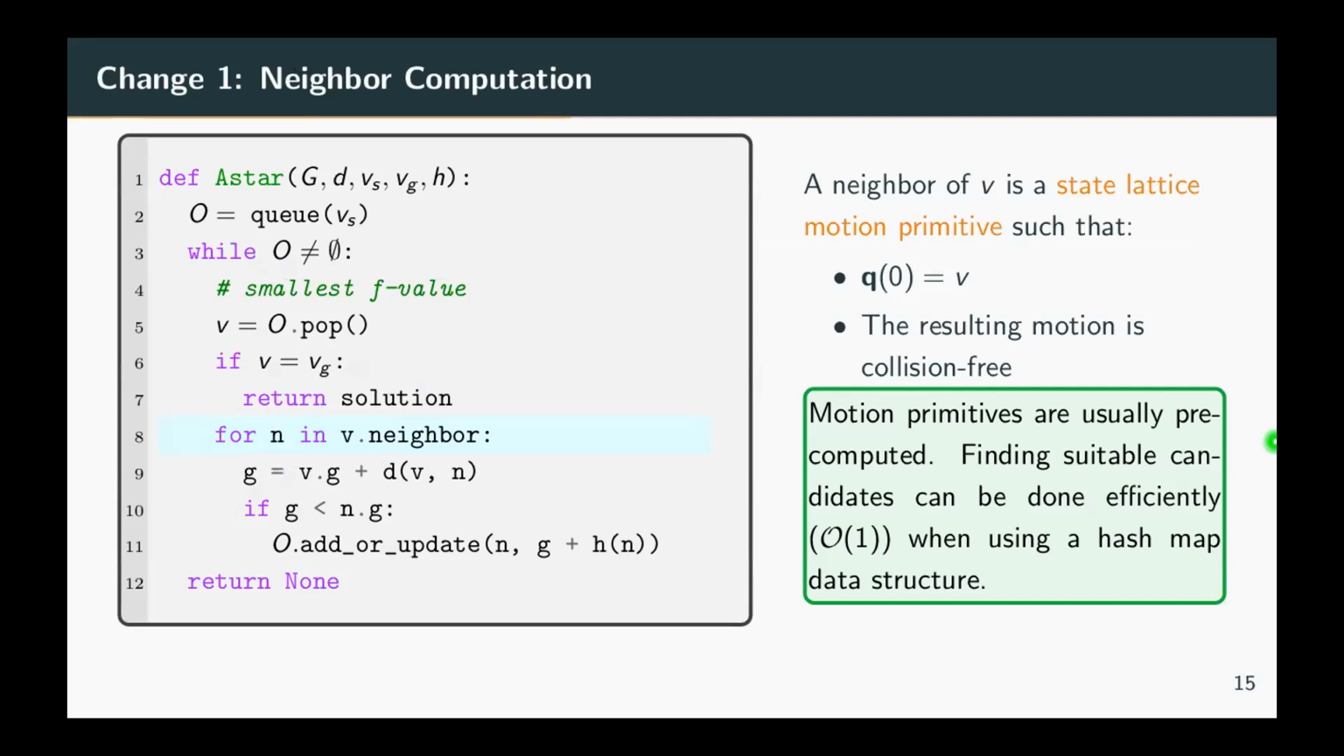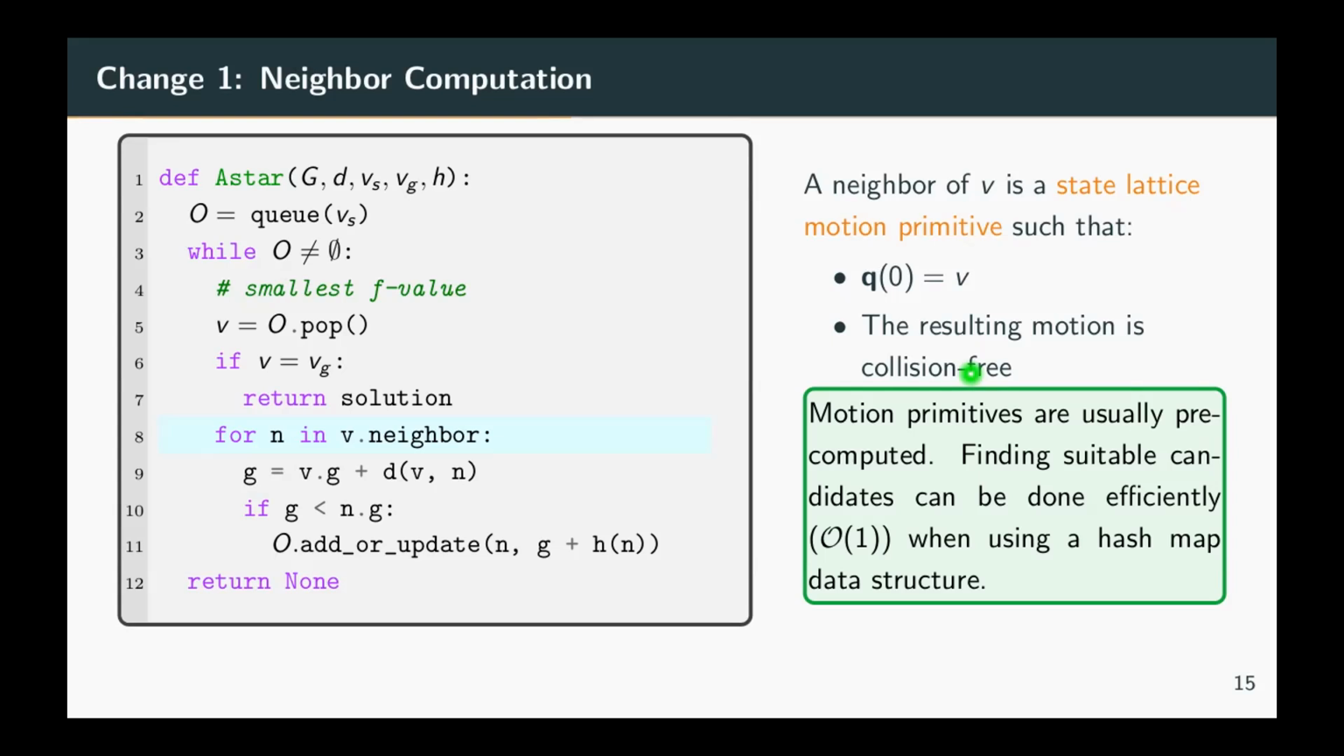Okay, and now we can go back to the neighbor computation. We can state that a neighbor becomes a neighbor if the start state matches the state we have for the vertex. The resulting motion also needs to be collision free, because we now might have obstacles in our workspace, and of course, we do not want to include neighbors that result in any collisions.